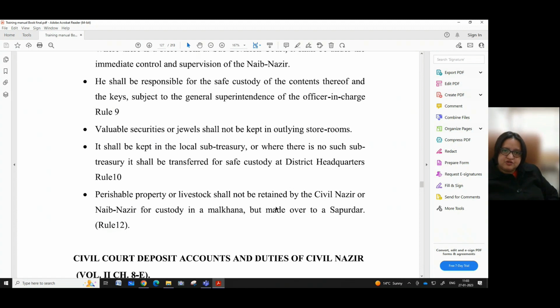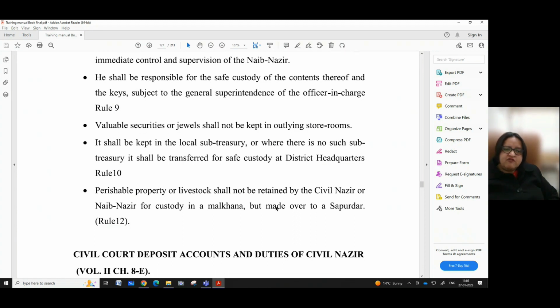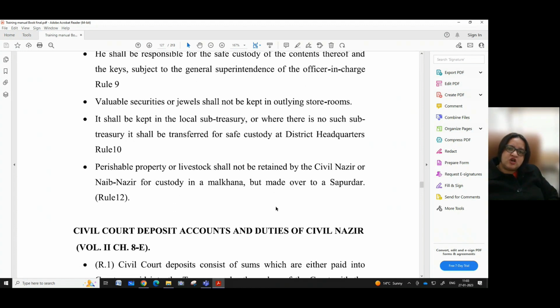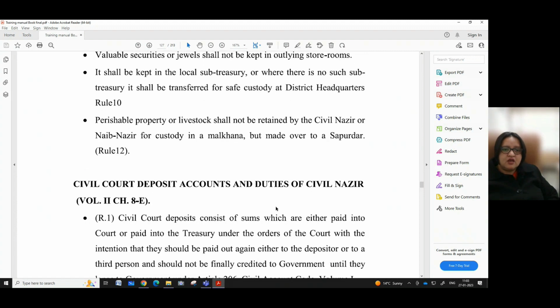He shall be responsible for the safe custody of the contents thereof and the keys, subject to the general superintendence of the officer in charge, Rule 9. Valuable securities or jewels shall not be kept in outlying storerooms. It shall be kept in the local sub-treasury, or where there is no such sub-treasury, it shall be transferred for safe custody at district headquarters, Rule 10.